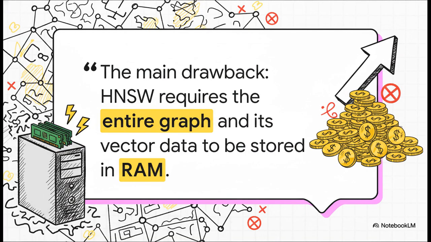But here is the catch, and it's a big one. To get that amazing speed, the entire map, the whole graph, and all the data has to live in your computer's RAM. And as anybody who's ever built a computer knows, RAM is expensive. This high memory requirement is the single biggest trade-off, and it leads directly to higher server and infrastructure costs.